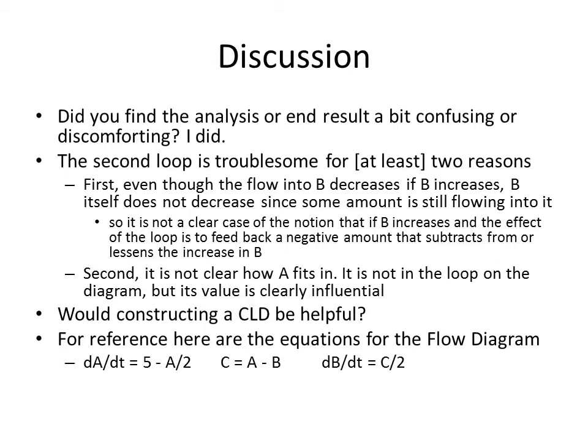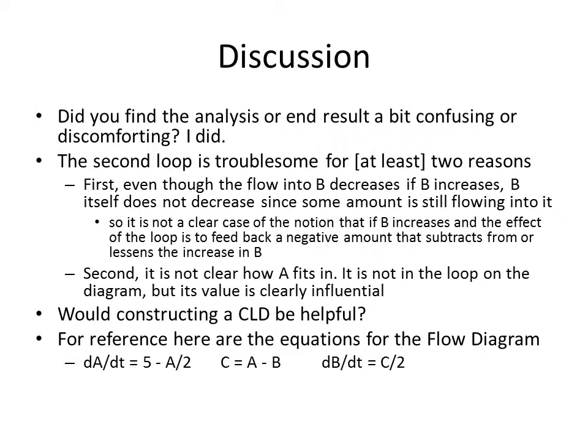Well, did looking at these loops help you get a sense for how the system is going to behave? I found it to be not very satisfying. I think the second loop in particular is troublesome, and this is very often the case in models, because even though the flow into B decreases, if B decreases, B itself does not decrease, since some amount is still flowing into it. So it's a little bit murky. It's not a clear case of B increasing and the loop then feeding back a negative amount that subtracts from it. It's muddier, I guess.